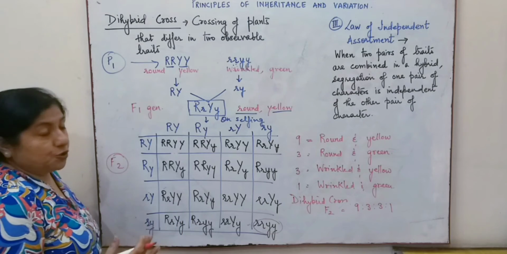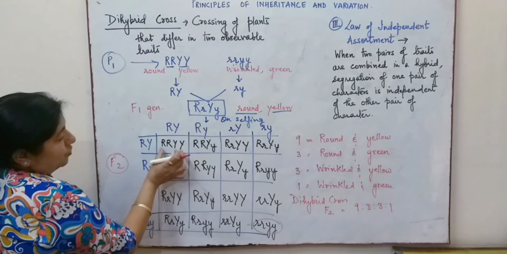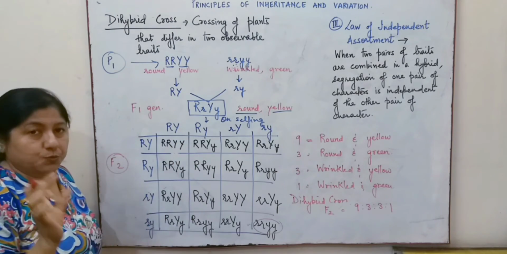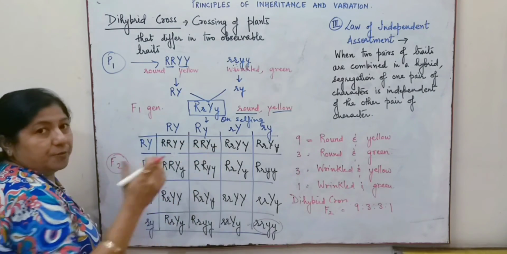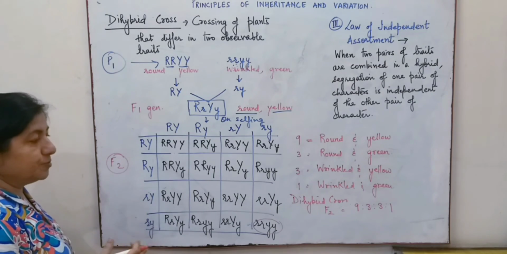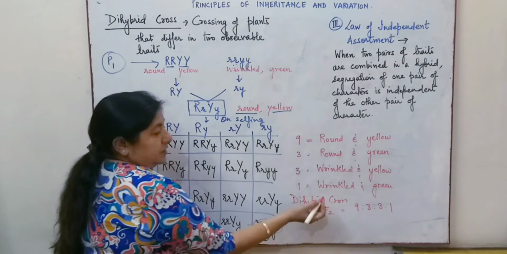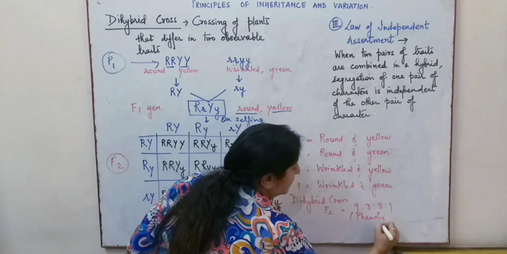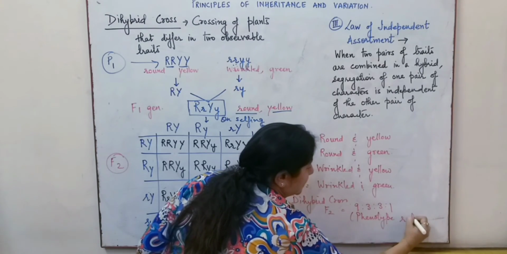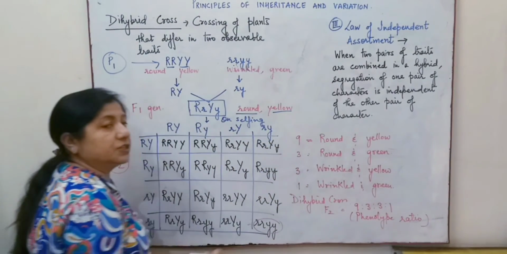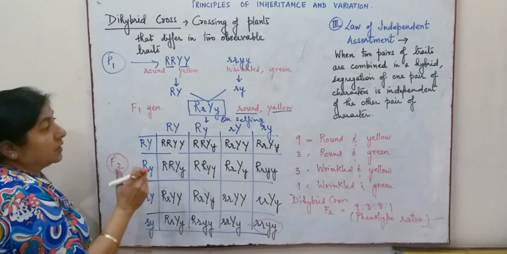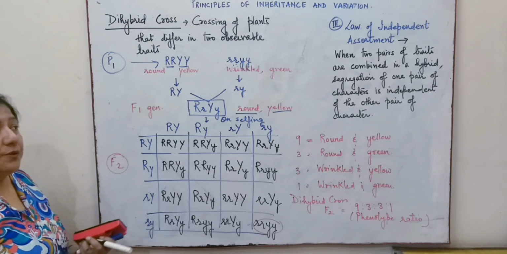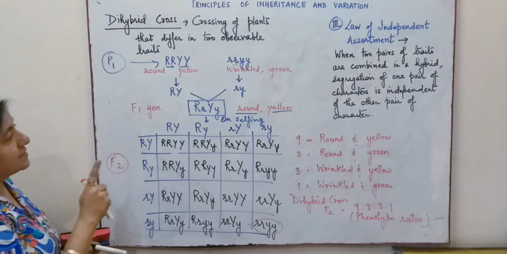The genotype ratio varies, because again we will see over here what is the purity of this particular. So 1 pure, that means 1 pure round and yellow, and how many heterozygous, that all needs to be studied. So the genotype is different, but the phenotype ratio of dihybrid cross is 9:3:3:1 over here.